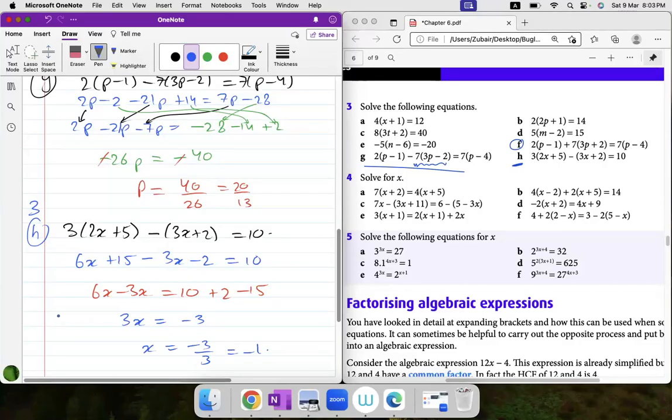Still different? No. You move that to that side and move those ones. Yeah. Okay.